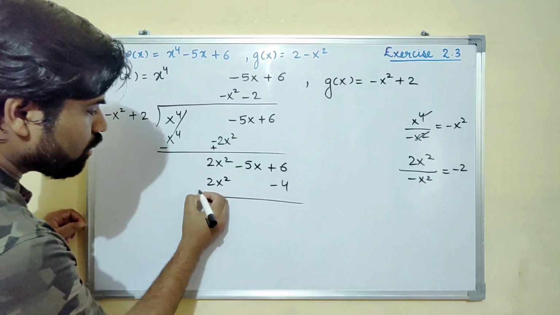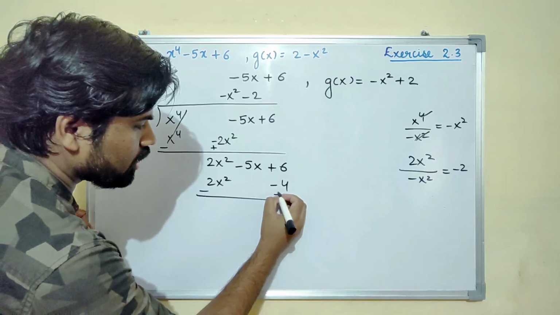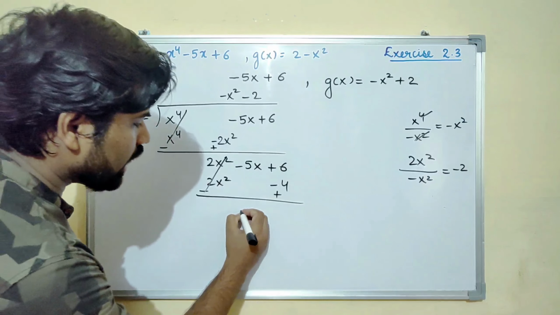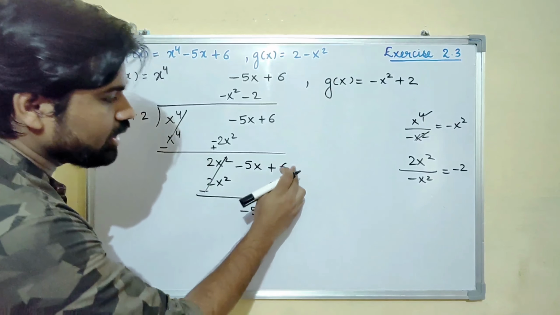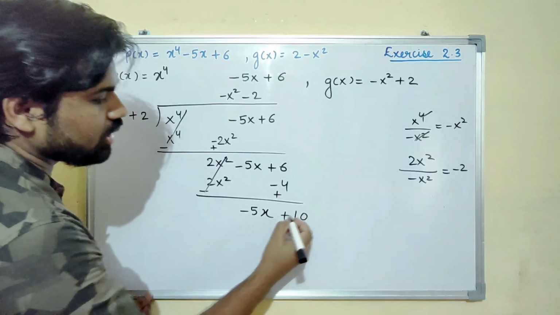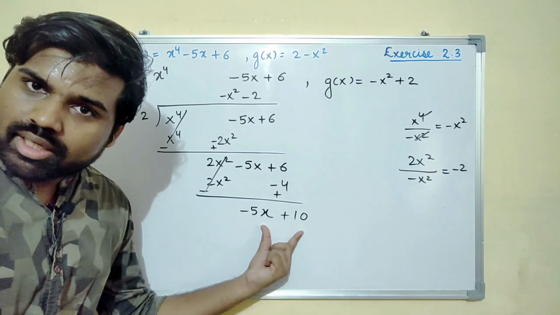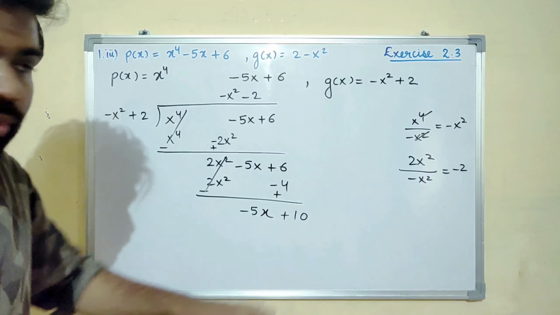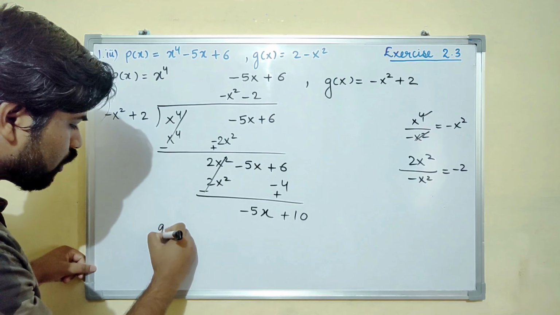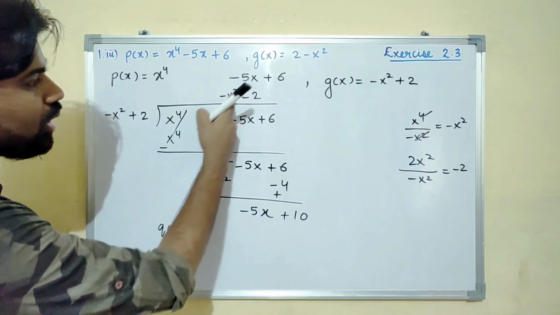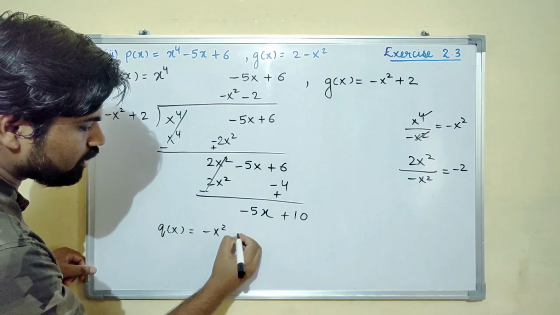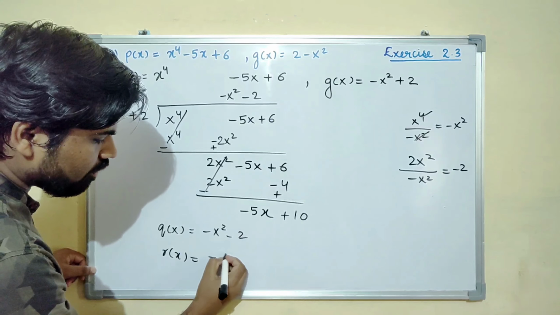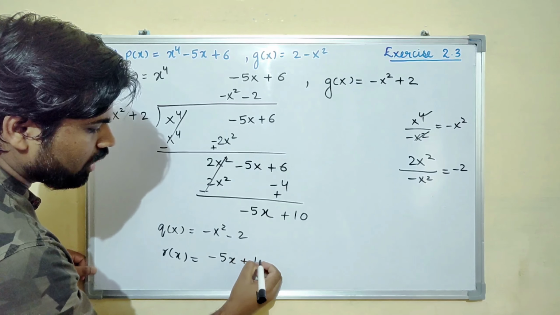Let us solve it. This will be minus 2x square, this will be plus 4. Now let us solve. This will be cancelled. You will get minus 5x, then 6 plus 4 is 10, plus 10. Now the degree of the remainder is lesser than the degree of the divisor. That means this is your last step. Now let us mention the quotient here. q(x) is equal to minus x square minus 2 and the remainder is minus 5x plus 10.